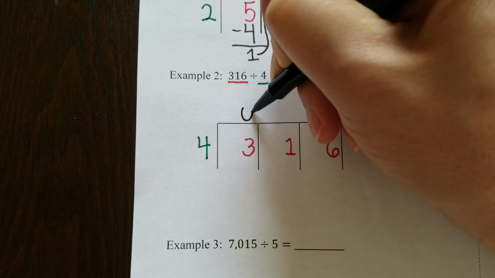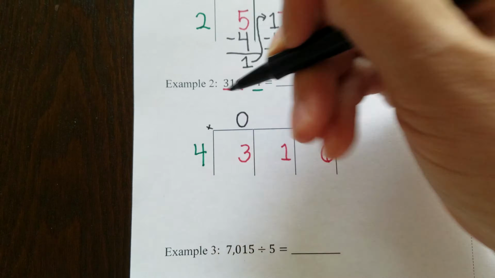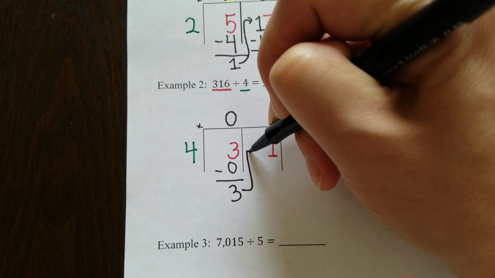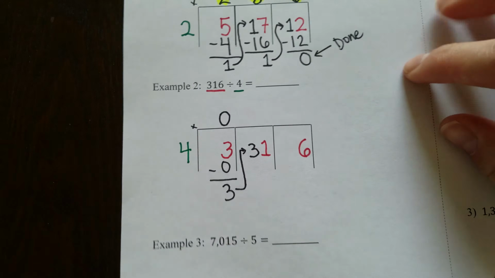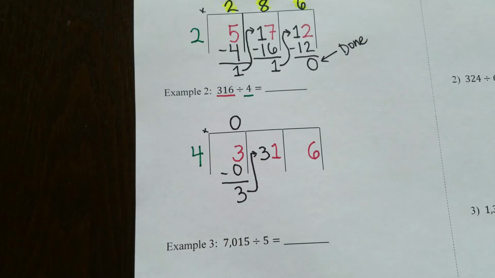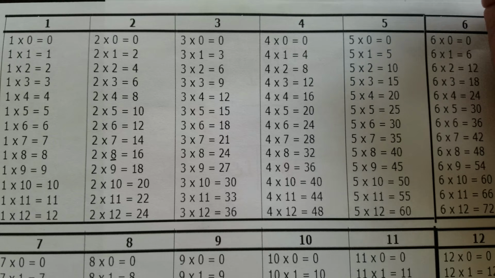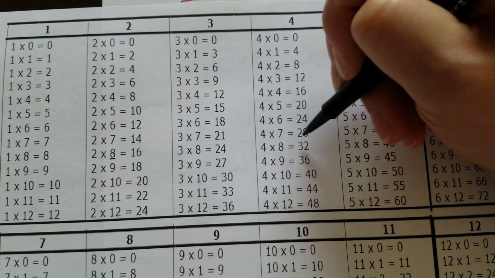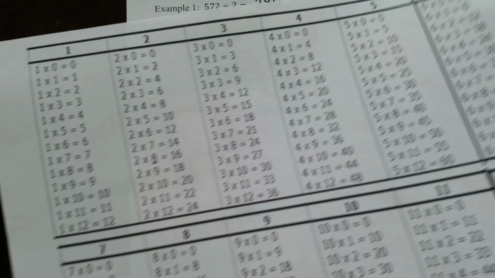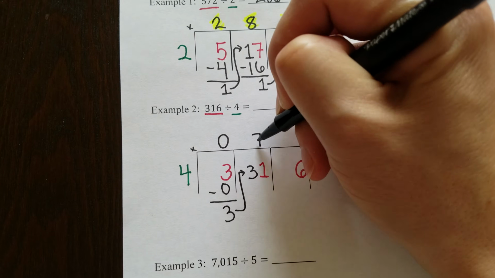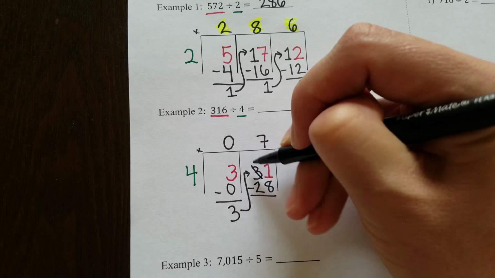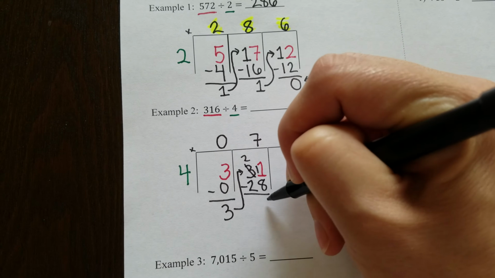So therefore, 0. 0 times 4 is 0, and then if we subtract, we get a 3, and we bring the 3 up here. Now we're thinking about what times 4 is as close to 31 as possible without going over. So if we look at our list of multiples of 4, 4 times 8 is 32. That's too big. Therefore, we have to put 7 because 28 is as close as we can get without going over. So 7. 7 times 4 is 28. And then if we borrow and we subtract, 11 minus 8 is 3.